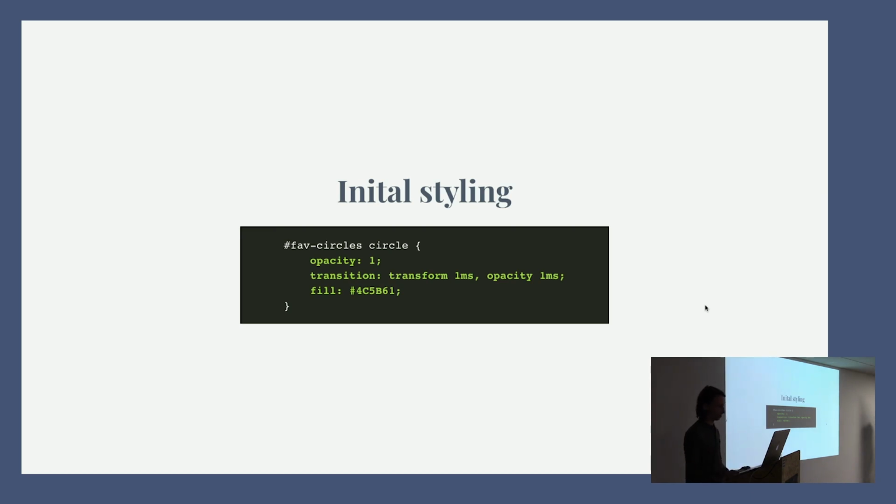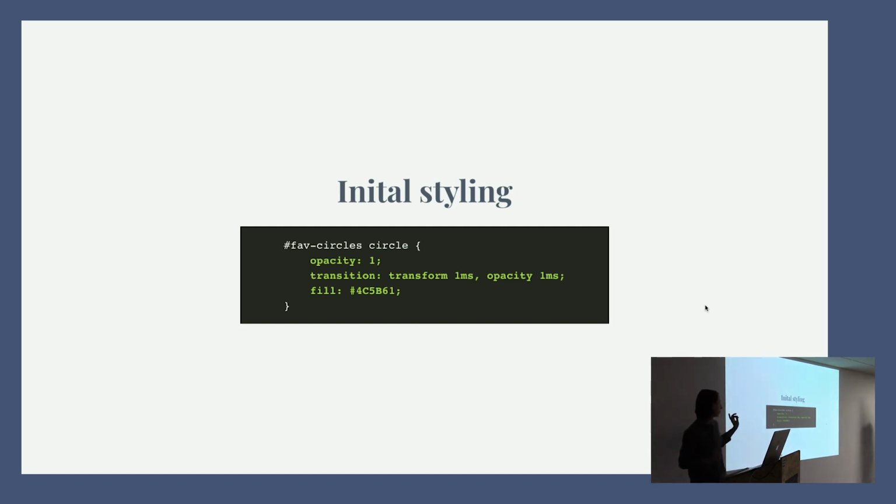So again, we need to do some initial styling. So here I'm saying the opacity is 1, the fill color is that light blue. And then you'll notice here we're using transforms instead of keyframes. It's because the circles actually only need to move along one transform property. They don't need to go from here to here and then back again. They just need to go once.